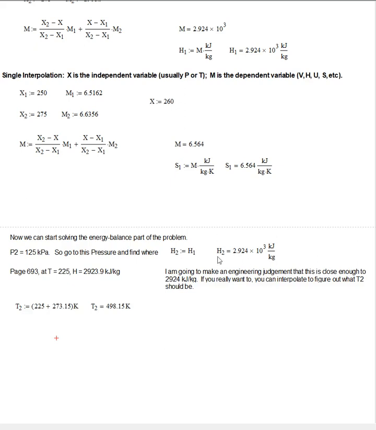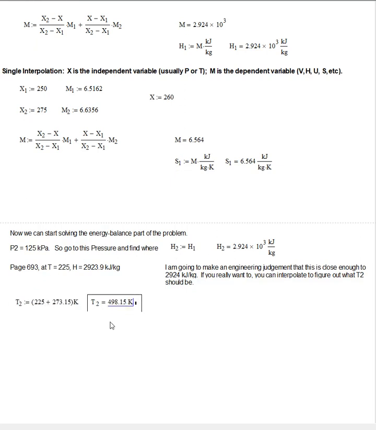We were pretty lucky here in that it was very, very close to one of the direct entries in our steam table. But what if it happened to be different? If it didn't work out so well, we'd have one value here, another value here that would be in between, and then we would have to do the interpolation, right? And we found that was at 225 degrees C, or 498 Kelvin.